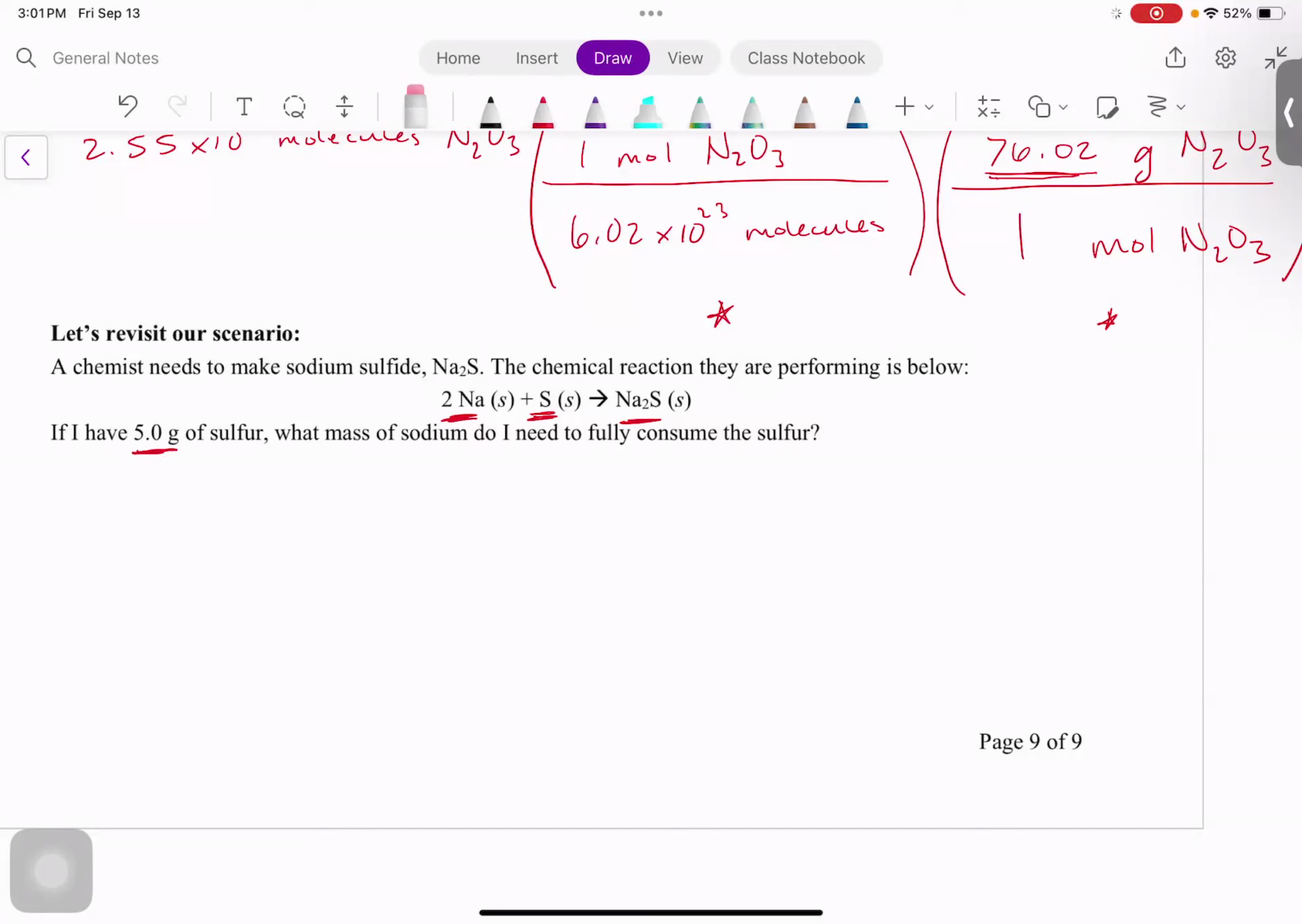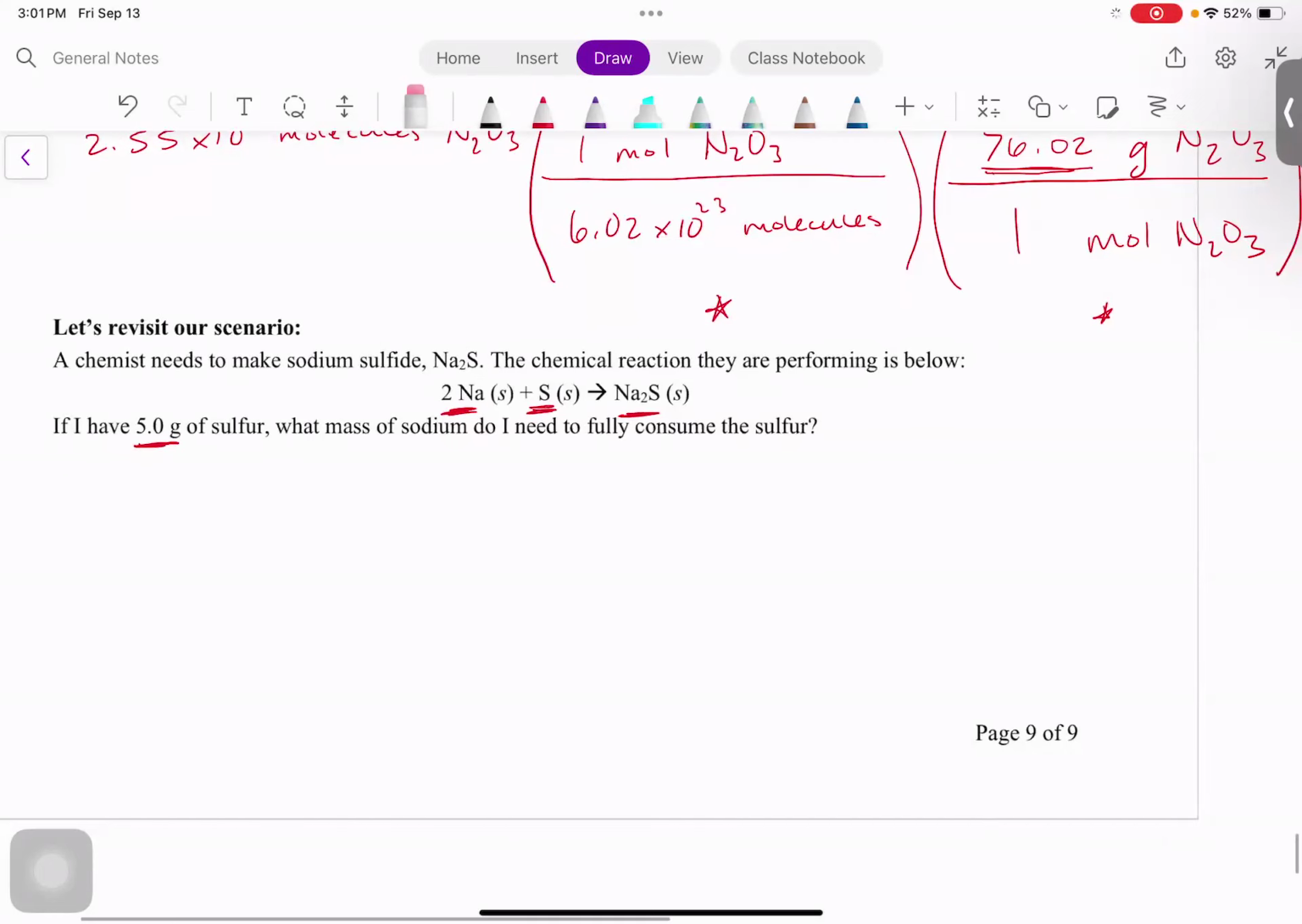So instead, what we need to do is figure out how many atoms this is. I know the grams of sulfur. How many atoms of sulfur is this? And once I know the number of atoms of sulfur, I know that I need twice as many atoms of sodium. So I can just multiply that number of atoms times 2, and then I can convert to moles and to grams of sodium. So let's try that out. I'm going to convert my 5 grams of sulfur into atoms of sulfur, using the periodic table.